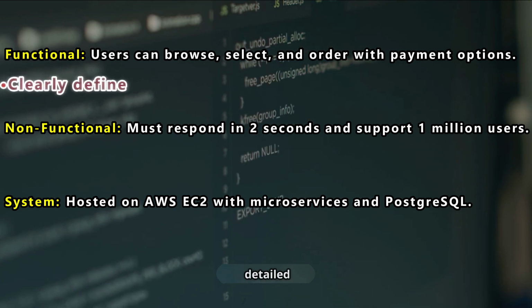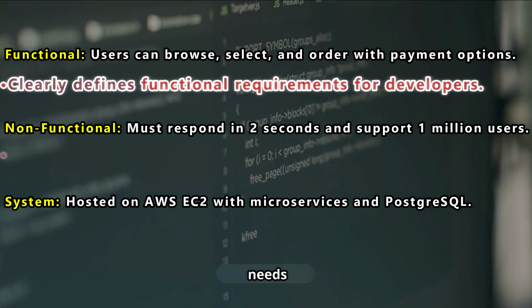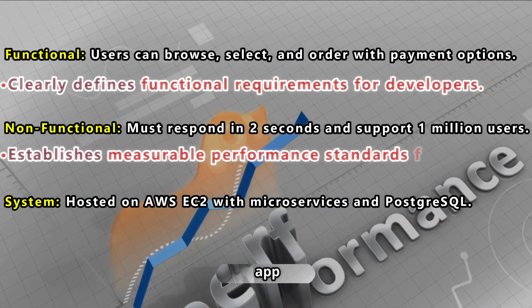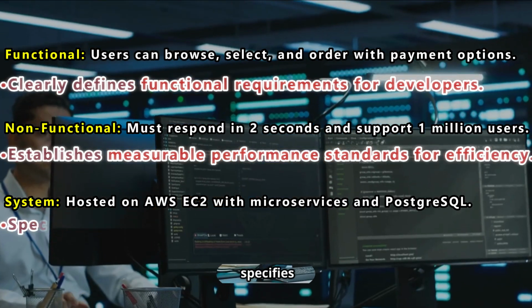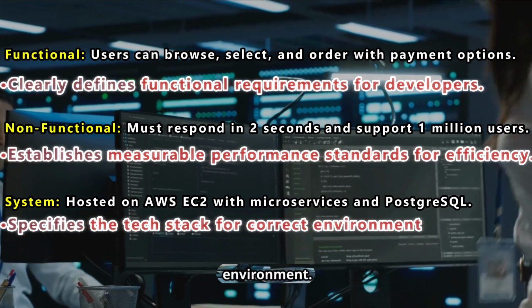How the well-written SRS fixes these issues. It provides clear, detailed functional requirements so developers understand exactly what needs to be built. It defines measurable performance standards to ensure the app functions efficiently. It specifies the technology stack so the infrastructure team can set up the correct environment.